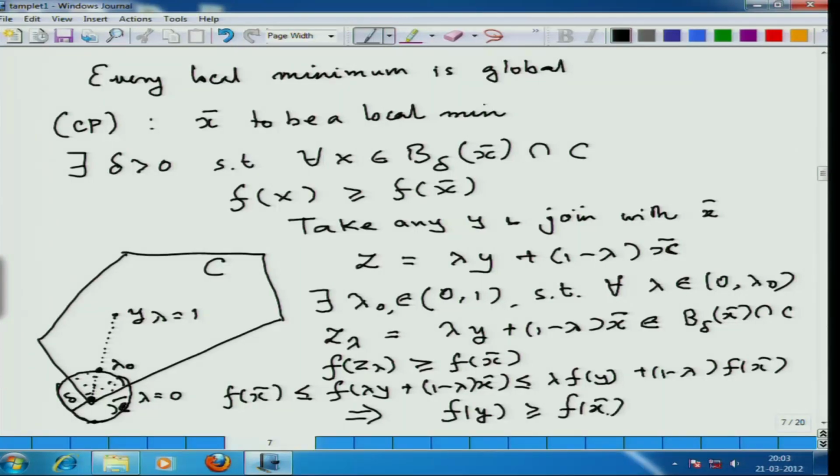Now, you observe that y was just an arbitrarily taken element in C, it need not be inside this, it could be anywhere else. So, for any arbitrary y, I have been able to prove that f of y is greater than equal to f of x bar. So, it is true for all y in C, thus proving that x bar is not just a local minimum, it is a global minimum of the function f over the set C, and thus it shows that for a convex function every local minimum is global.